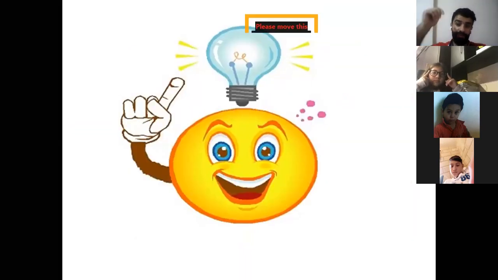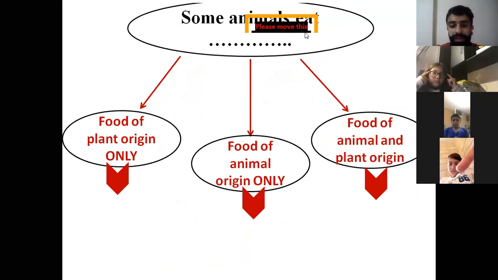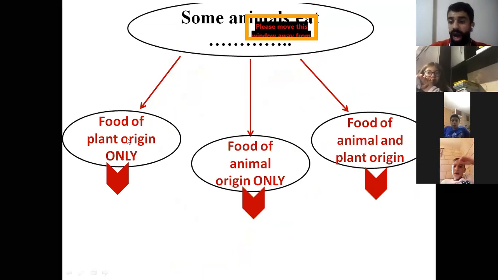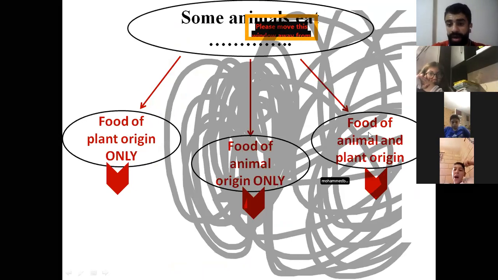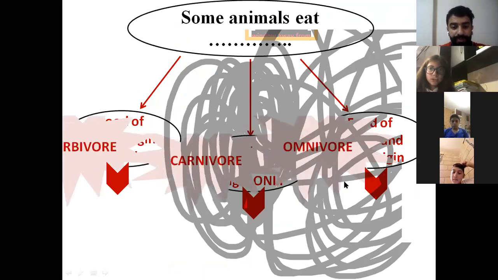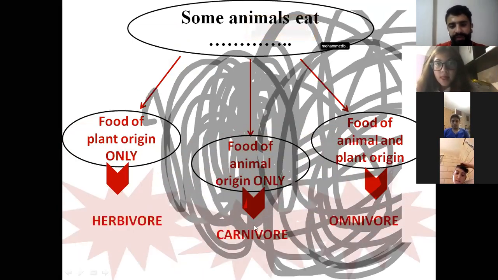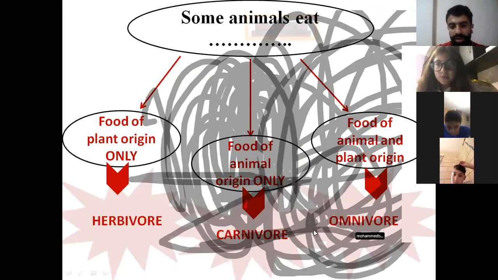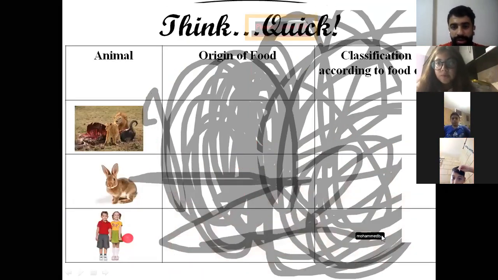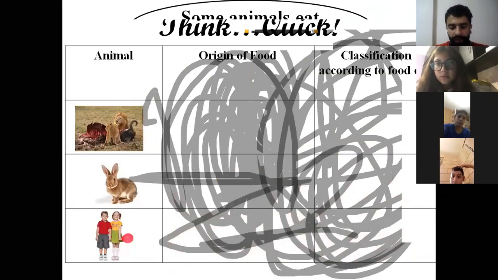So here, the first information we got is that some animals eat food of animal origin. Some of them eat food of plant origin. Others eat food of both animal and plant origin. The ones eating food of plant origin, we call them herbivore. Others eating food of animal origin are called carnivore. And others eating food of animal and plant origin, we call them omnivore.